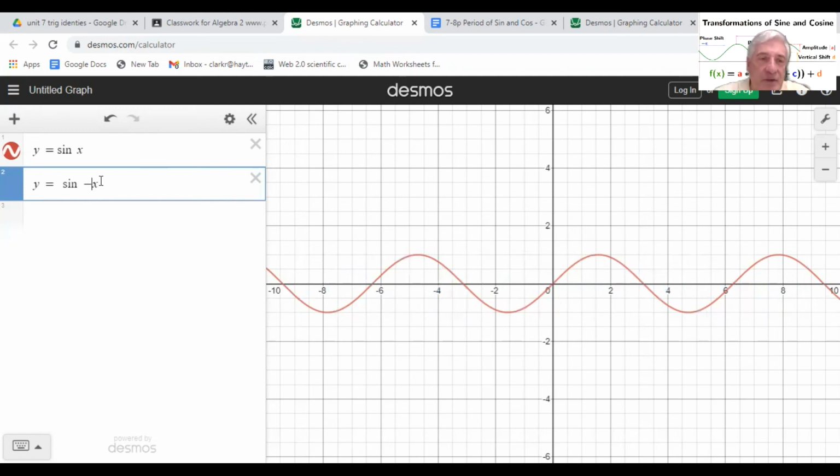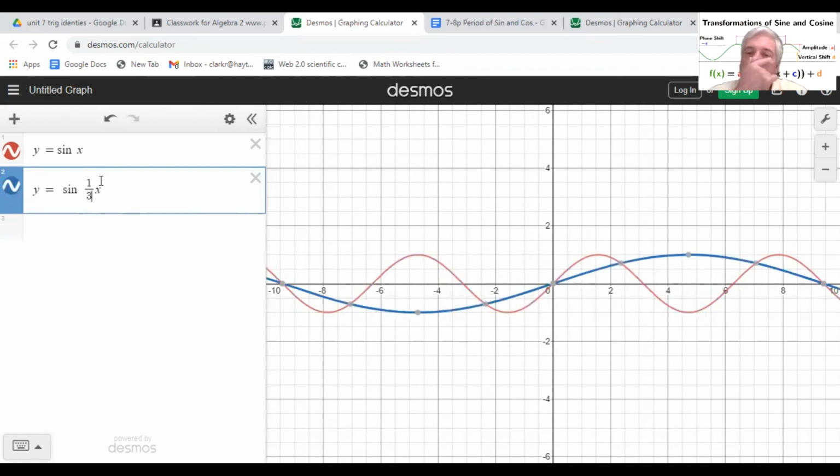Now, what happens if I put in 1/3? What have I done to the blue graph? The red one was sine. The blue graph. Now I'm stretching out the wave. What's it take now? It goes from minus 3 pi to 0, one up hump. We get 3 pi to minus 3 pi. We get 6 pi.